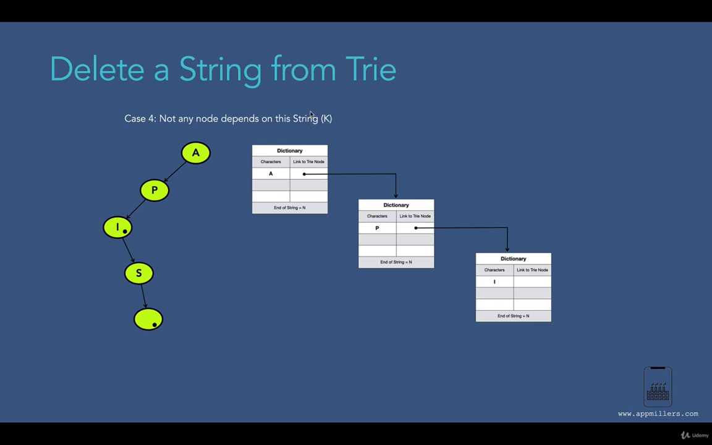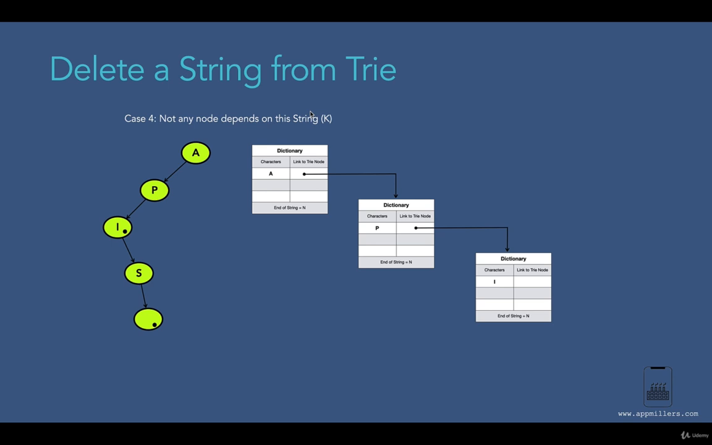So these are the 4 cases that can happen when we are deleting a string from Trie. On a high level, when you delete a string from Trie, we just need to make sure that not any node depends on this character over here. If there is any node that depends on this node over here, we cannot delete them straight away. We just need to do some adjustments that we have done in case of 1, 2, and 3.